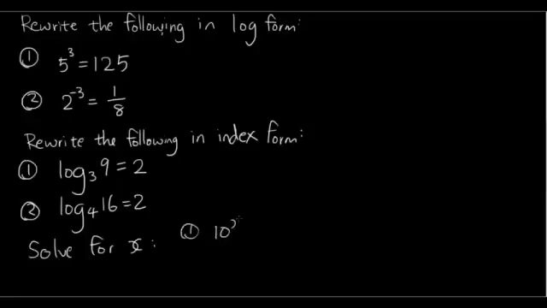10 to the power of x equals 4,000, and the second one, let's do 5 to the power, oh no, we can only do base 10. So 10 to the power of x equals 9,000. Okay, so I'll give you a minute to do that, and then we'll come back and do the answers.